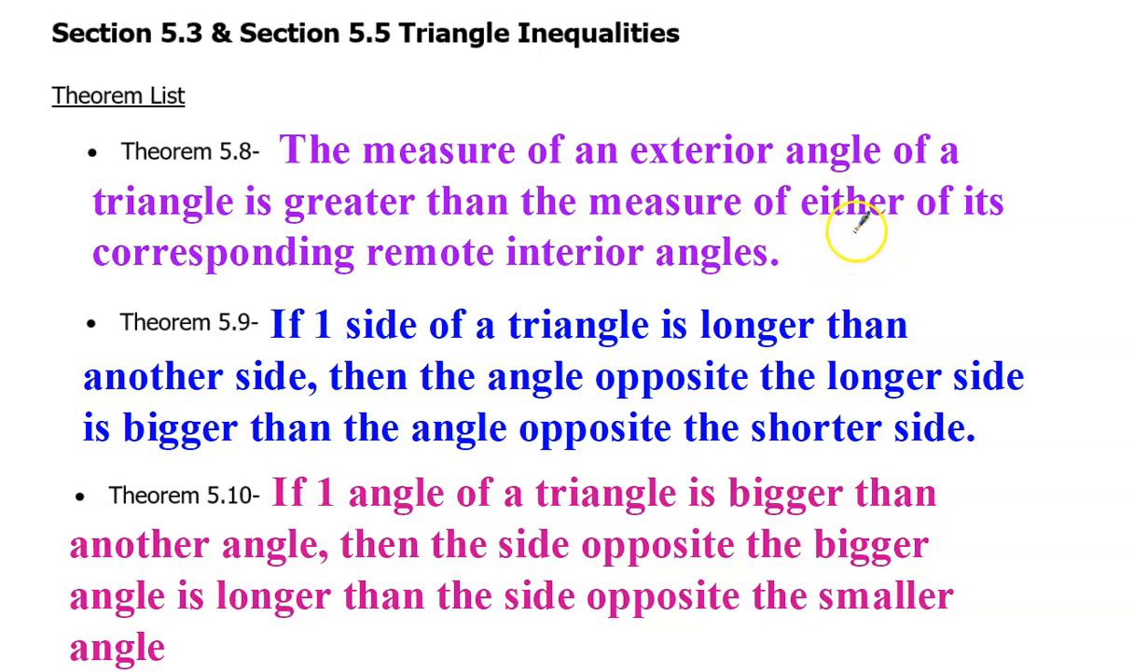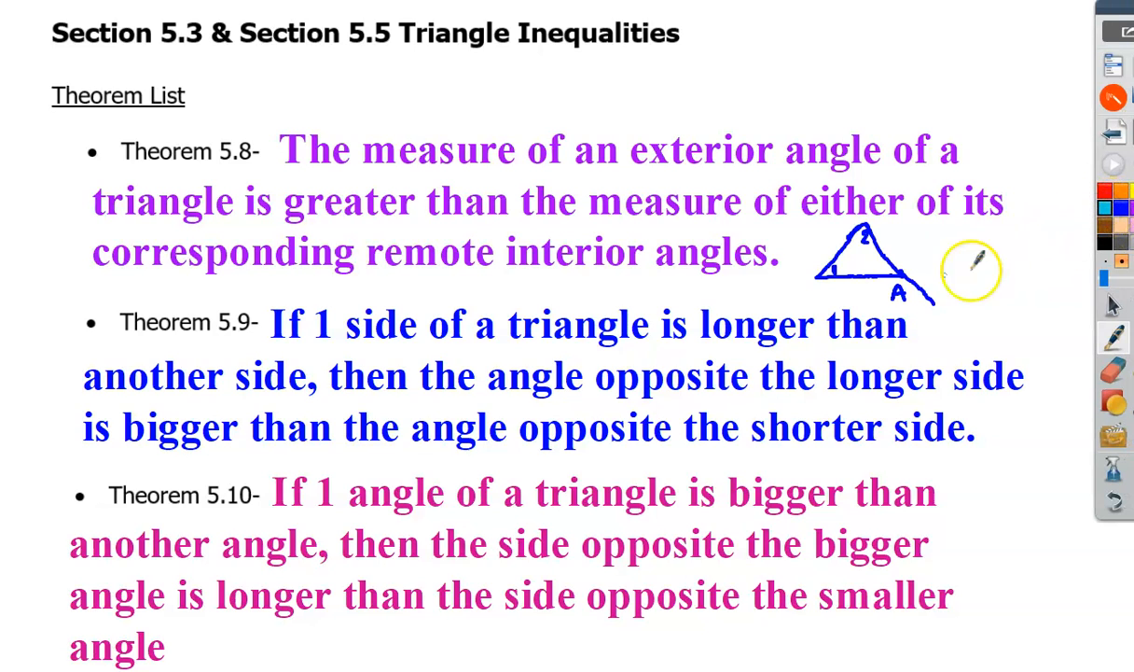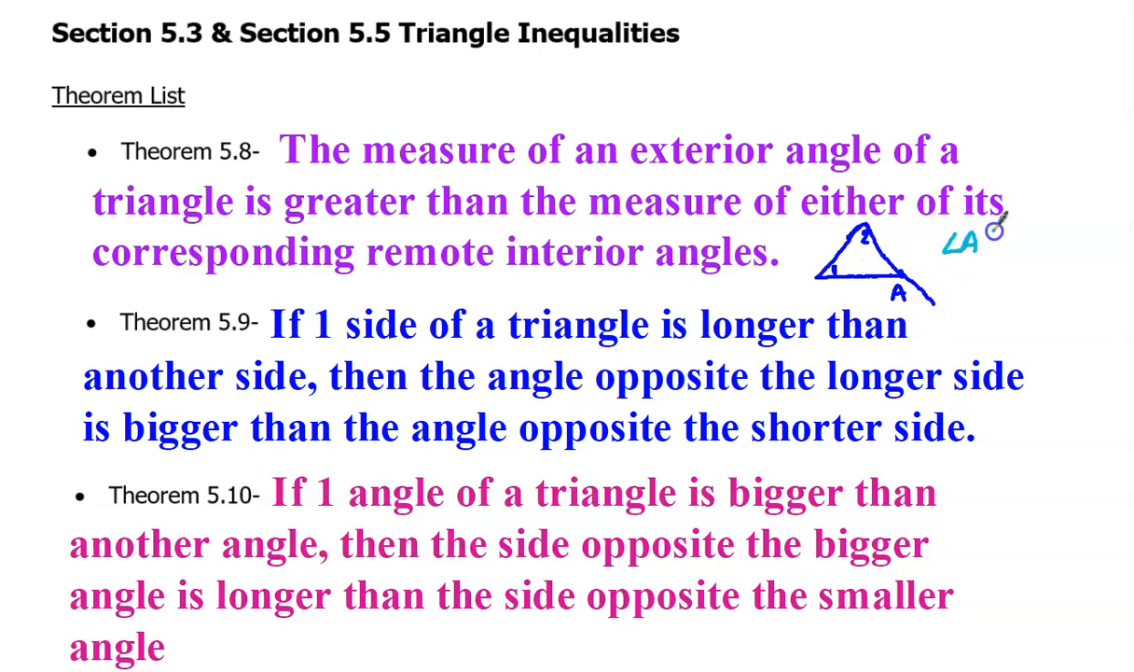Now all that means is that if I have a triangle, so this is my triangle, remember that the exterior angle is an angle like right here. Call it A. So angle A is our exterior angle, and our interior angles will be angle 1 and angle 2. So based on this theorem, angle A is greater than angle 1, and angle A is greater than angle 2. So it's gotta be bigger than both of those, because remember, by another theorem that we had last semester, angle A is equal to angle 1 plus angle 2.